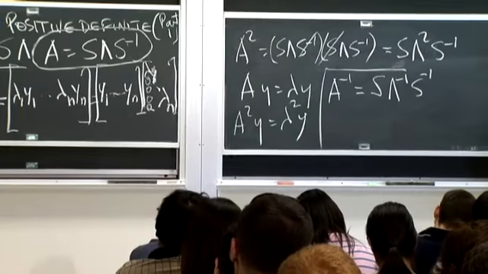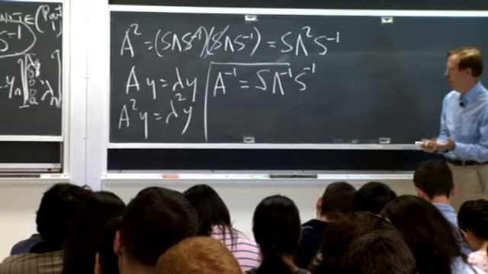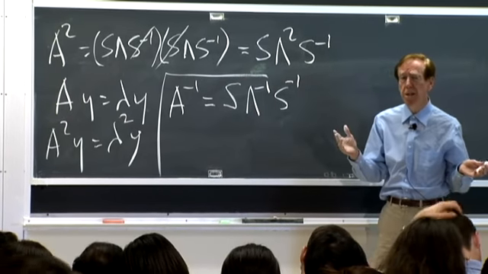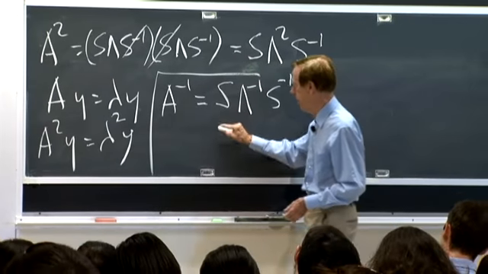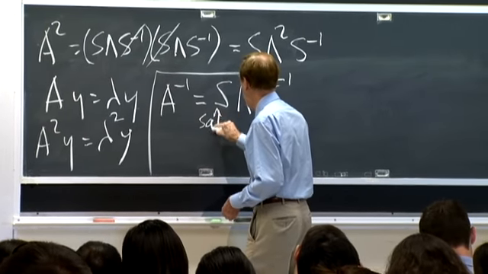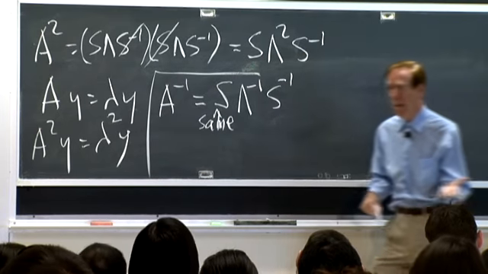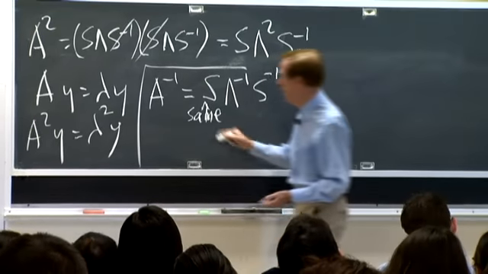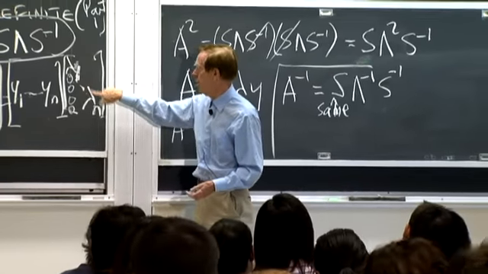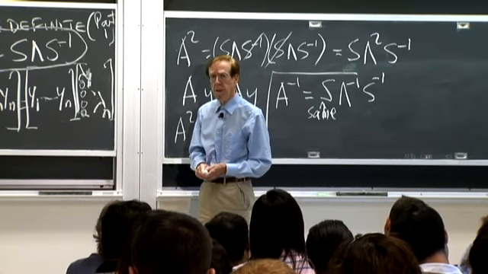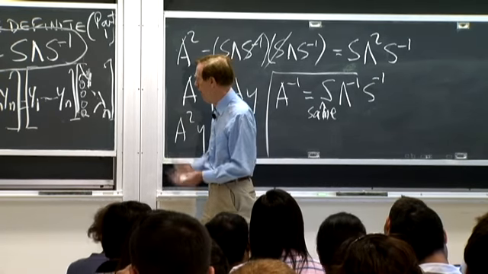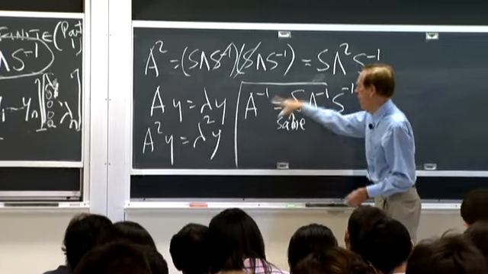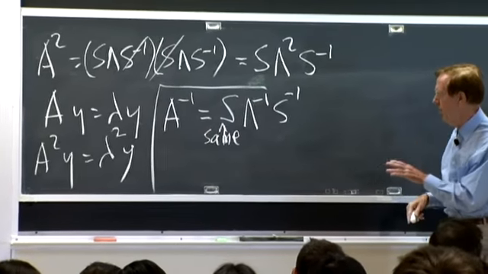Well, what do I learn from that? I learned that the eigenvector matrix for A inverse is the same thing again, same. What's the eigenvalue matrix for A inverse? It's the inverse of this guy, so what does it look like? It's got 1 over lambdas. That's all it says. So the eigenvalues for A inverse are just 1 over the eigenvalues for A.